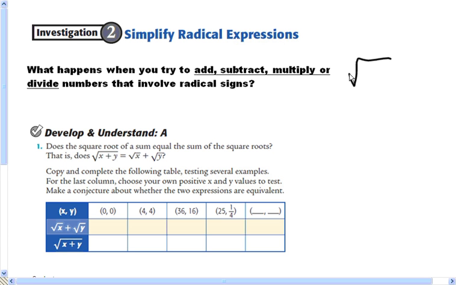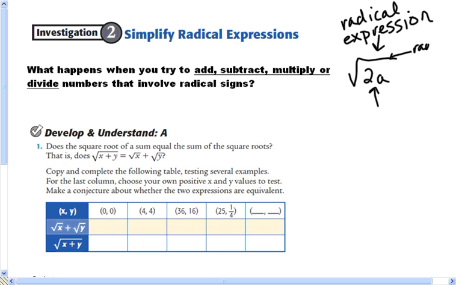Of course, this is any expression that has a root in it. A square root is called a radical expression. So I'll just give an example like the square root of 2a. That's a radical expression. And we'll run across this again, but I might use these terms, so I want you to know what I'm talking about. This is called the radical sign, and the number underneath is called a radicand. A-N-D, radicand. All right.